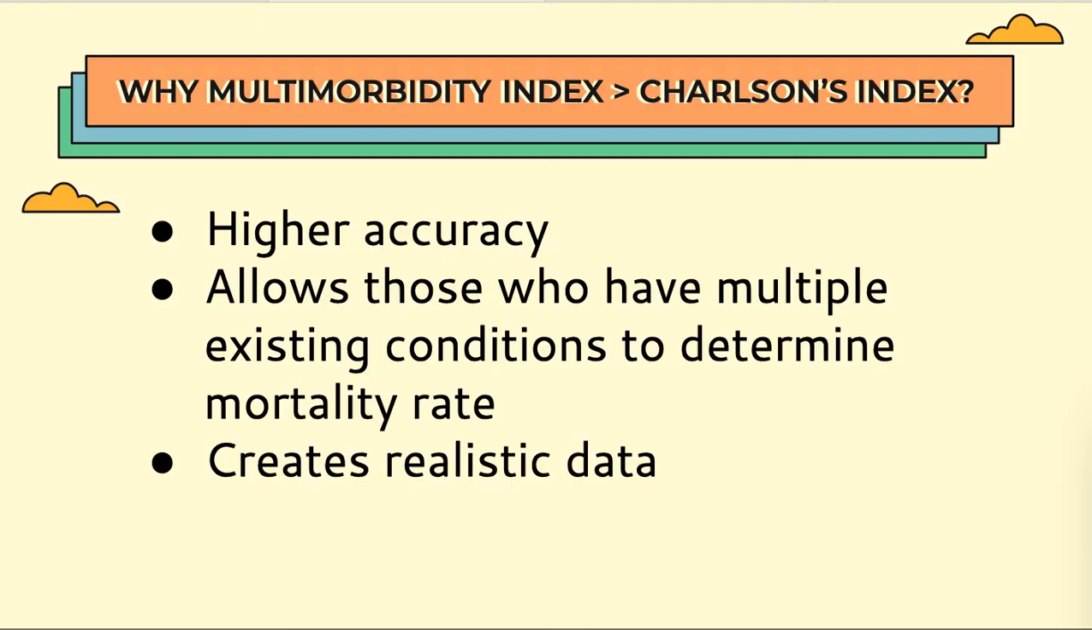And so this leads us to the conclusion of the multimorbidity index being better and more accurate than the Charleston's index because of the higher accuracy, and it allows those who have multiple existing conditions at the same time to be identified and to determine the mortality rate. It creates more realistic data to allow the patient, and not only the patient but the doctors, to understand the mortality rate and better ways to help support the patient.